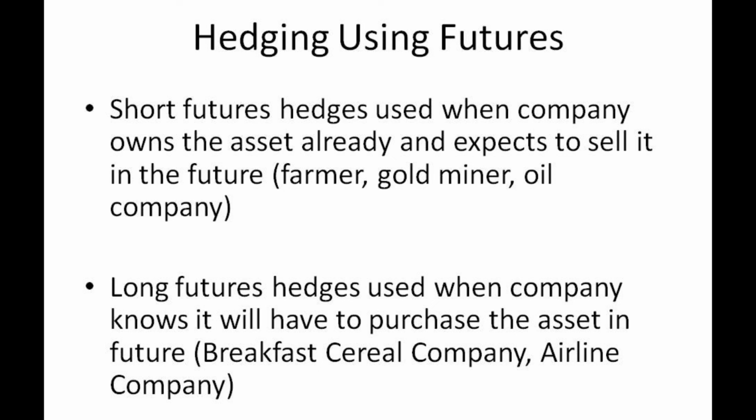Now, the opposite example of that would be our breakfast cereal company. They have a need to buy corn at some point in the future. And so in order to hedge, they would be taking the opposite hedge. They would be buying corn futures. You can see in our slide there the other examples, like an airline company. They might need to hedge their exposure to airline fuel, and so on and so forth.